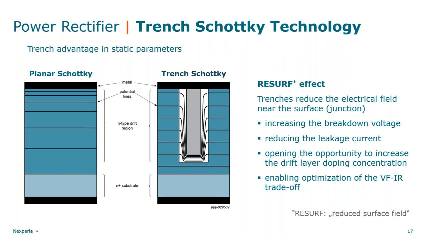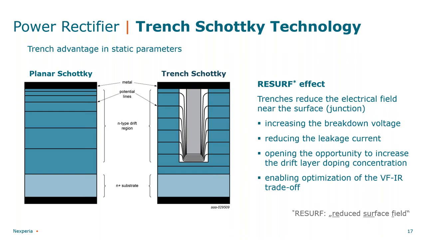If you now look at the planar Schottky, we see that especially at the interface, or surface region, between the metal and the semiconductor, we have a lot of potential lines. So here we expect a very high electric field. This results in the planar Schottky generally not being able to withstand a lot of voltage, and also having increased leakage. And with trenches, which you can see on the right hand side, you can tune these potential lines. So how are the trenches built?